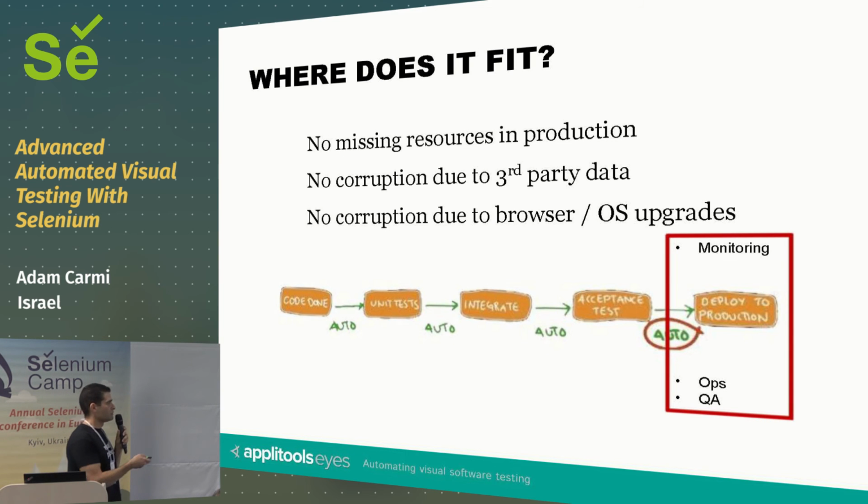And there are many that are doing visual testing in production, either because they didn't have time to do it before they released, but also, more importantly, to make sure that there are no missing resources in production, to make sure that if the application is consuming third-party data, it didn't get any data that it doesn't recognize and get corrupted because of it, and also to make sure that no third-party component like the browser, operating system, or some SDK that you're using has just upgraded and broke your application.